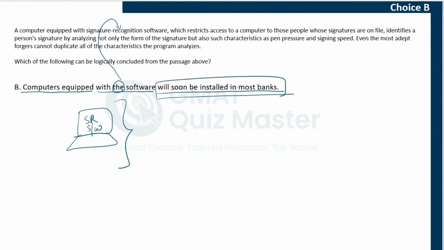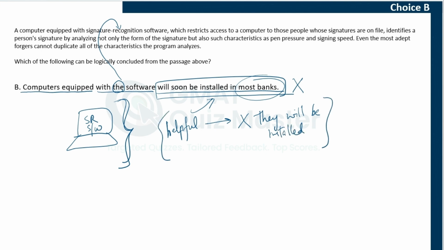Now, does the passage tell us anything about this? That these computers are going to be installed in most banks or in any bank? The answer is no. Even if you think that these computers will be very helpful in banks, and it will be good to install them, it does not mean that they will be installed, right? So this is an application you thought about, but it is not something that is definitely true as per the passage. So it is not a correct inference, not a correct conclusion.